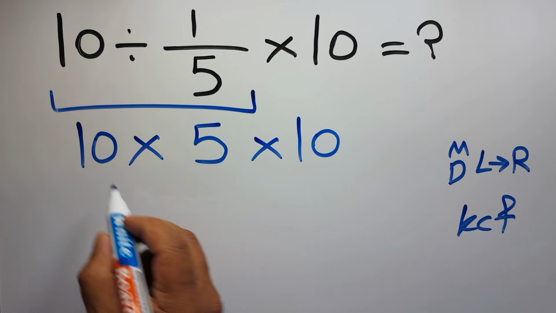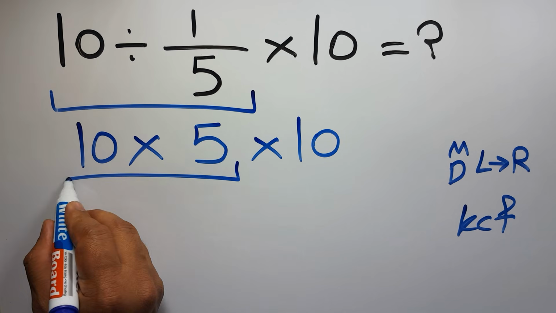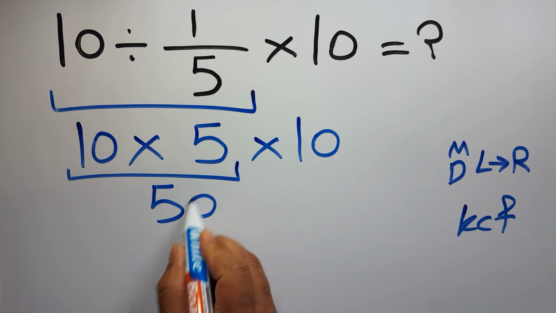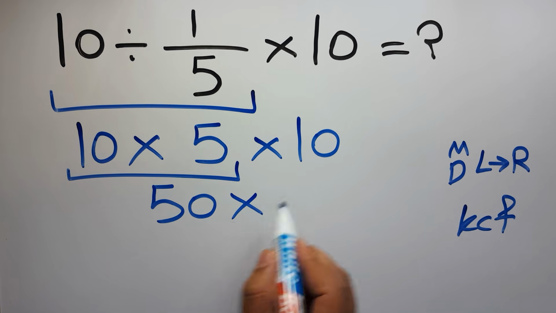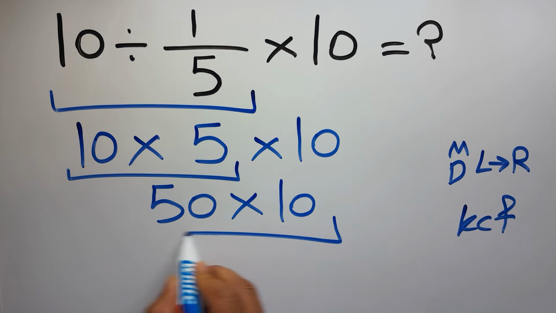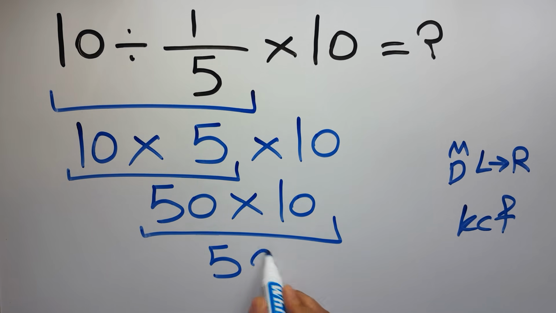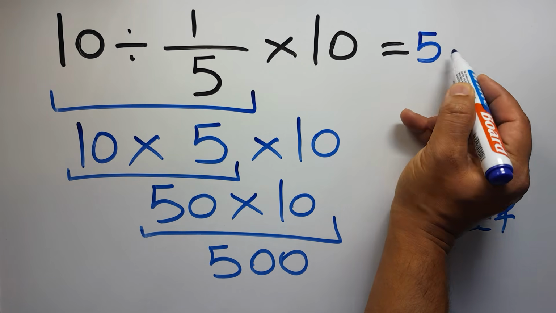Okay? 10 times 5 gives us 50. So we have 50 times 10, which equals 500. And this is our final answer to this problem. The correct answer is 500.